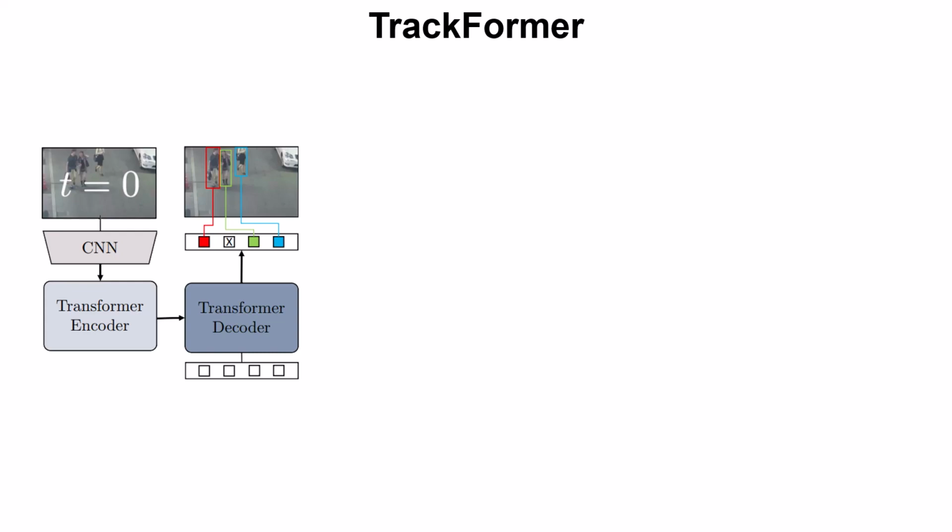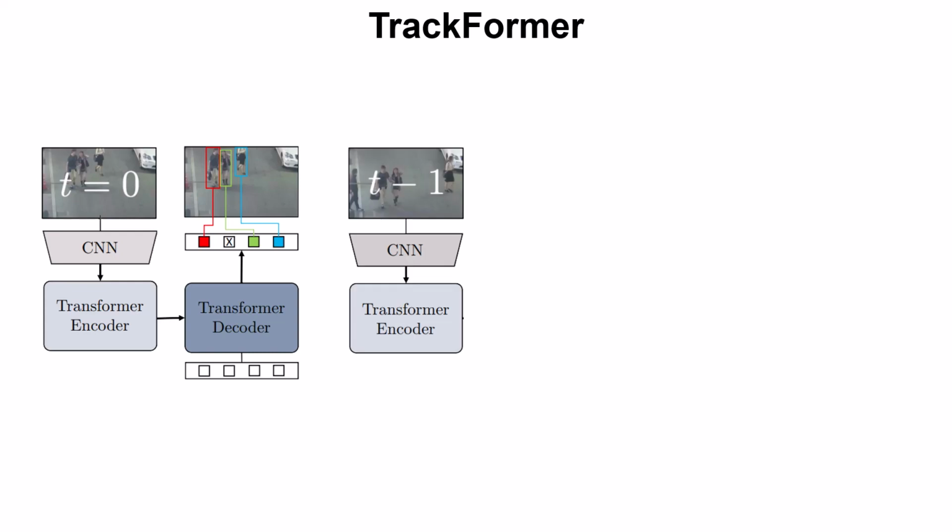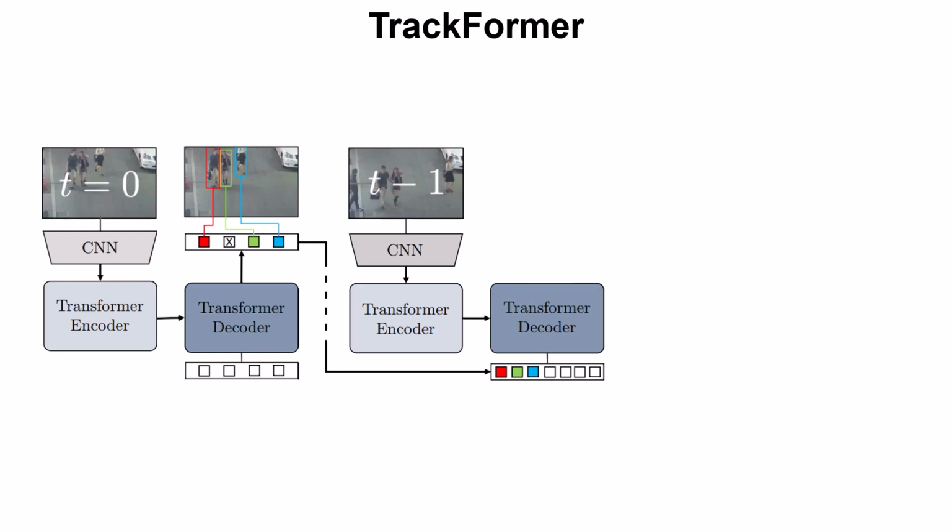So the difference emerges when we have the next time frame, let's just say frame t-1. In frame t-1, we again pass it through a CNN and transformer encoder, but for the transformer decoder, not only do we have these object queries, but also we pass the output tokens of the transformer decoder in the previous time frame. So this is the idea. Since this red token is representing this person at the previous time frame, it should represent the same person again at the next time frame. So when we look at the transformer decoder output, it is referring to the same person again.